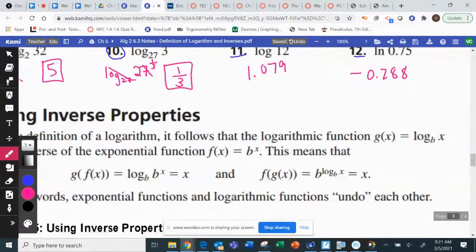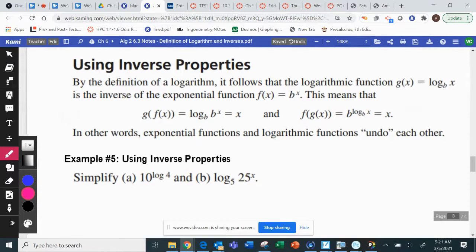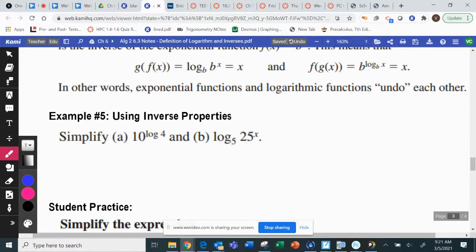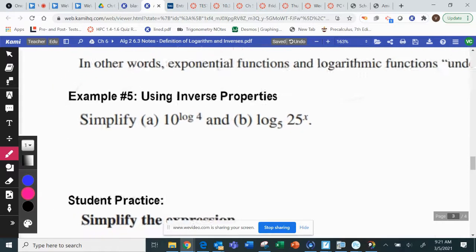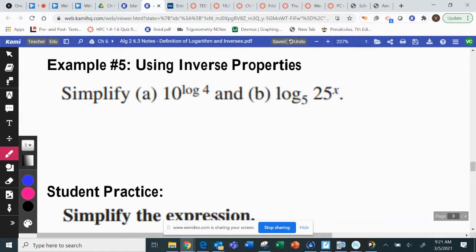Okay, last section. This should go fast. Fingers crossed. I'm not reading this because it's the same stuff that we just did a bunch of times in a row. If I am simplifying 10 to the log 4, what base is on this log up here? It's not written, so what base is that? 10. So if I have 10 to the log base 10, they are inverses. What's my answer?